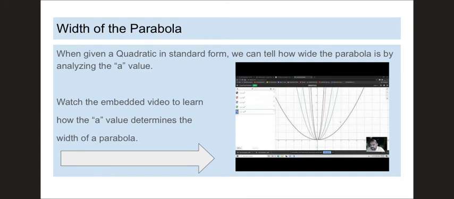All right, just a quick video on this slide that tells us that we need to watch another video. So when we have a quadratic in standard form, we can tell how wide that parabola is going to be by analyzing the a value, the number that's being multiplied by x squared. So watch this video, and it gives you a great visual demonstration of how the a value determines the width of the parabola.